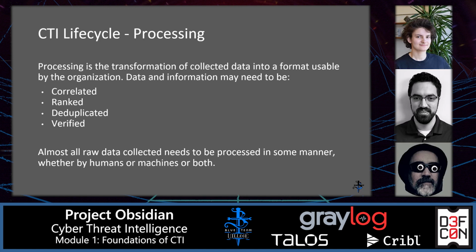Processing is where you take everything you've collected and try to get it into a format that's actually usable by the organization. It has to be processed in some way, whether by a human or by a machine, and data might have to be correlated or ranked. You get rid of duplicate information, or verify that it's legitimate or correct, or not a false positive. An example of this is pulling IP addresses from a security report and adding them to a CSV file, maybe putting that into your SIEM platform.